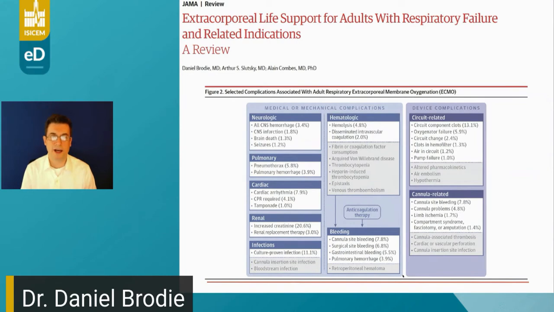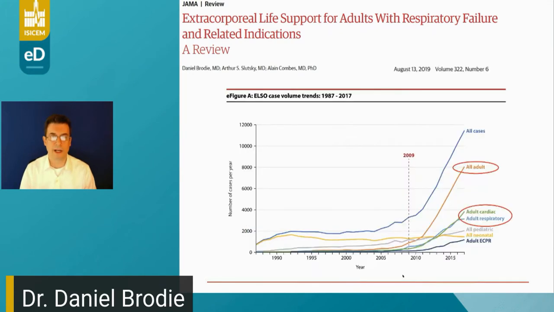I show this to emphasize that ECMO is not for the faint of heart. This is associated with all manner of complications. On the left, you see the medical or mechanical complications by system, neurologic, pulmonary, and so on. And on the right, you can see device-related complications, both circuit-related and cannula-related. And as you can see, complications are quite common in the use of ECMO.